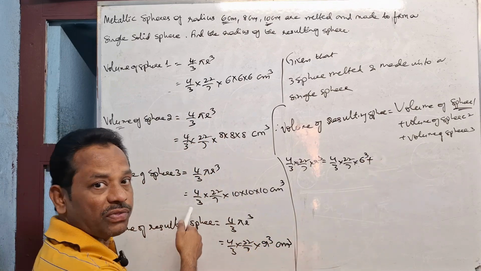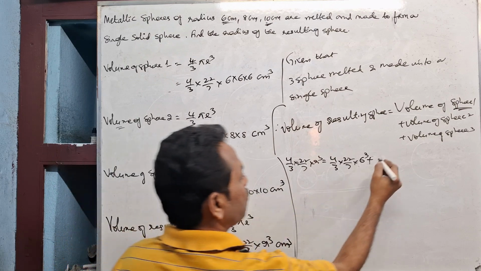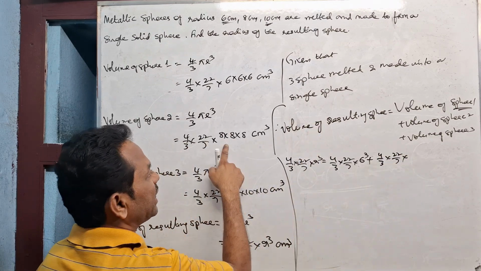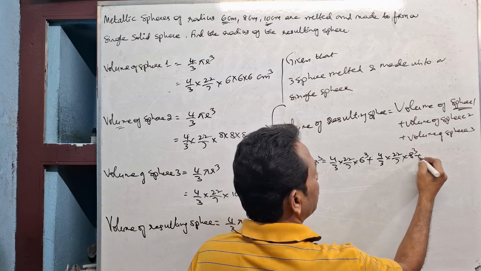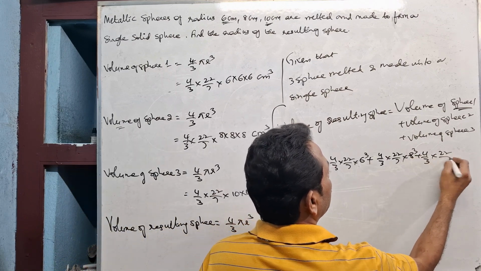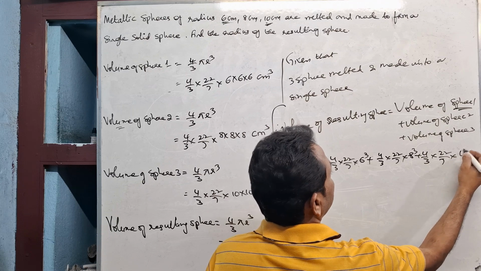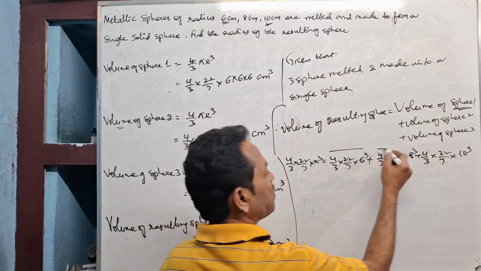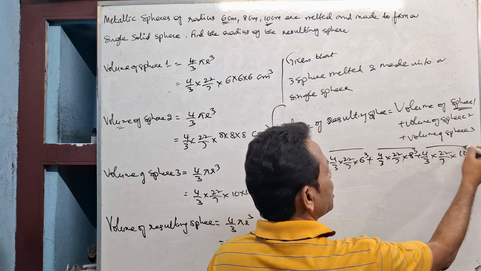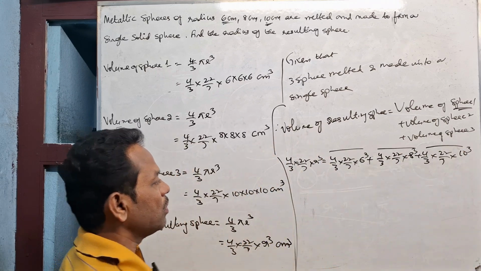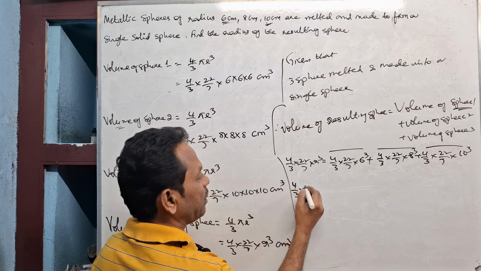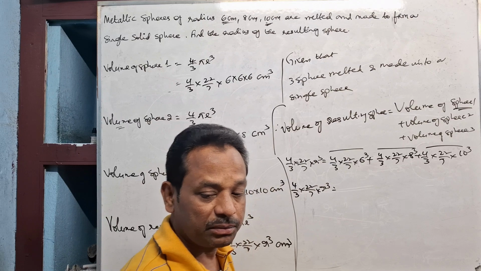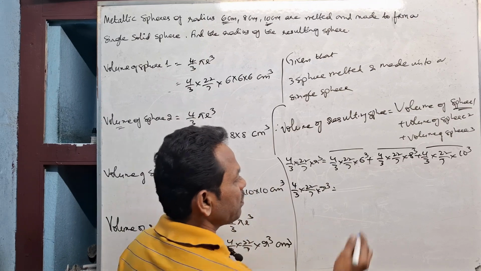Now here the volume of the second sphere equal to 4 by 3 into 22 by 7 into, here I can take 8 cube, plus 4 by 3 into 22 by 7 into, I can take 10 cube. So this is the volume of sphere 1, this is the volume of sphere 2 and this is the volume of sphere 3. Now, let me simplify.